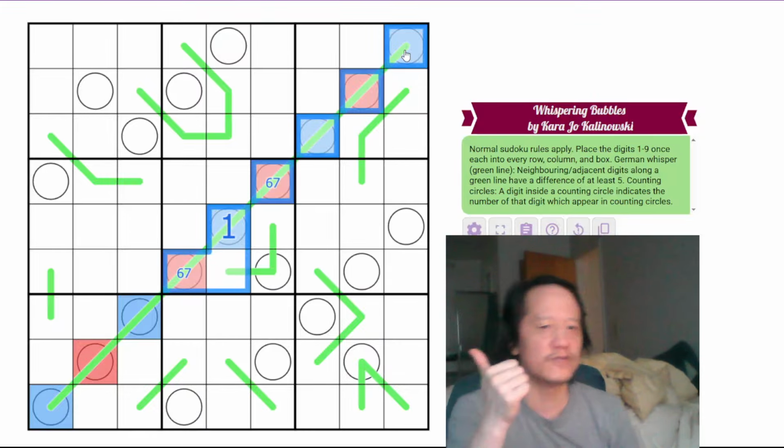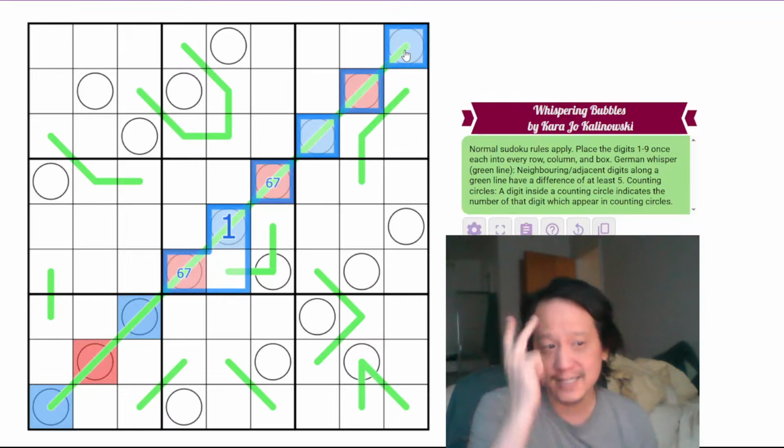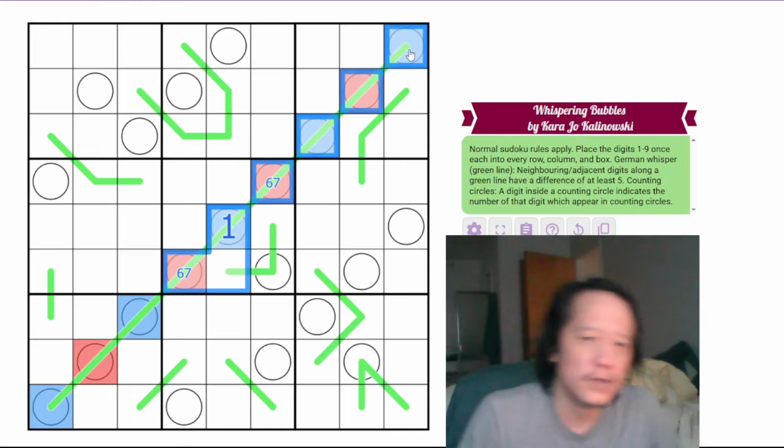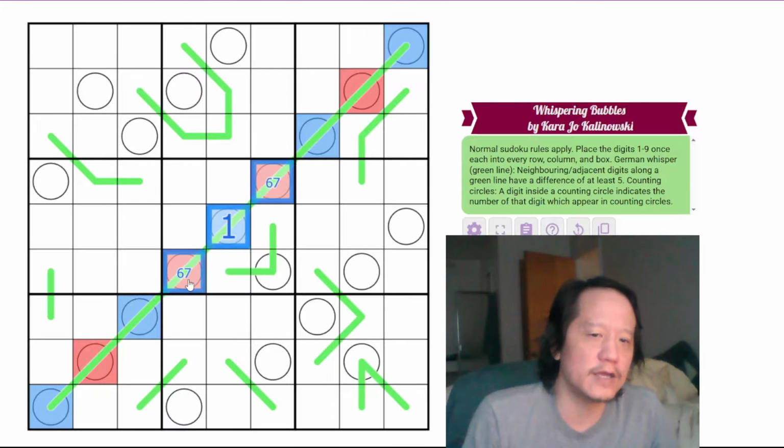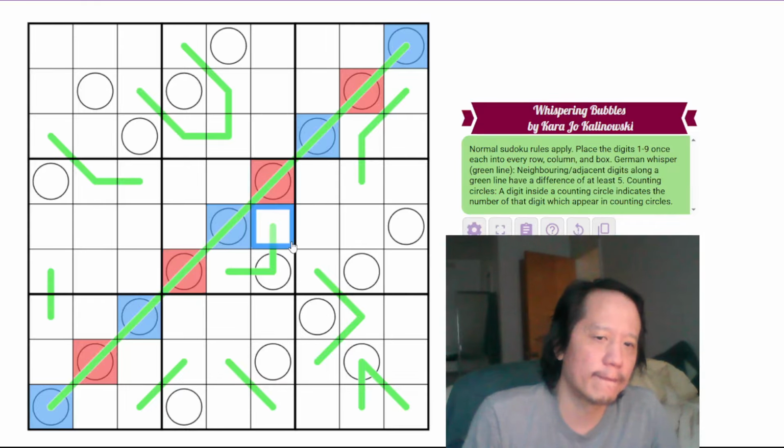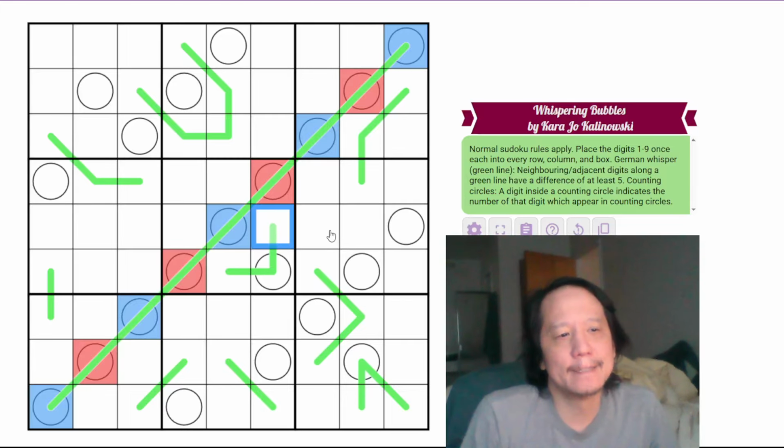Okay, so 6, 7 doesn't work. 6, 8 doesn't work. 6, 9 might work. What about 7 and 8? Maybe? So 6 and 9 could potentially work with 1, 2, and 3.